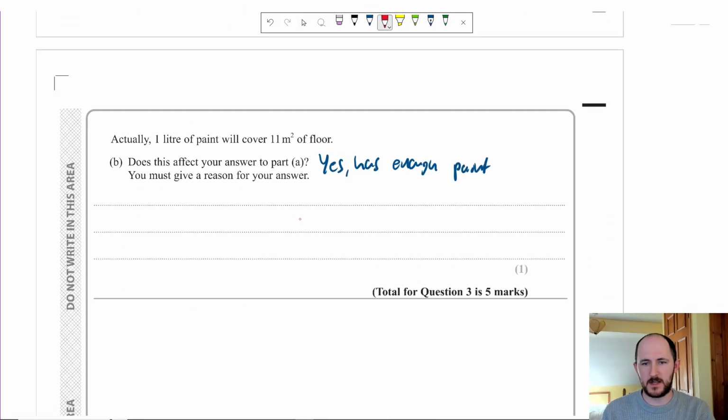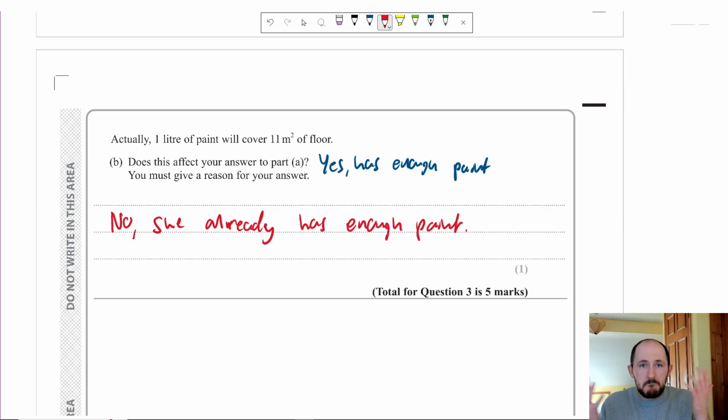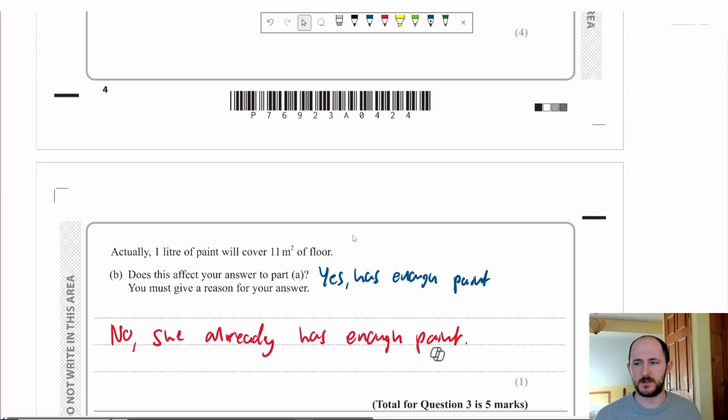So does it affect your answer? No. That doesn't give you any marks. You must give a reason. It just means she has even more paint than she needs. It just means she will need less paint or something like that. So she already has enough paint, right? Something like that. So either she'll need even less paint, she still has enough paint, it will now cover 82.5 square meters, something along those lines, anything like that.